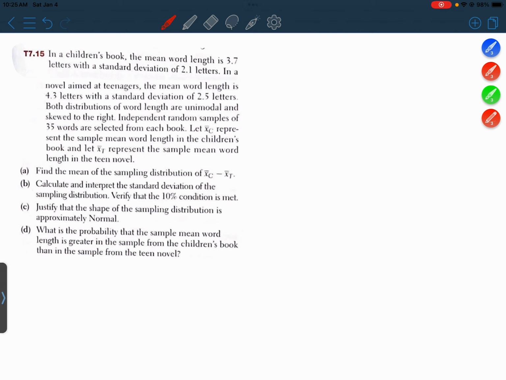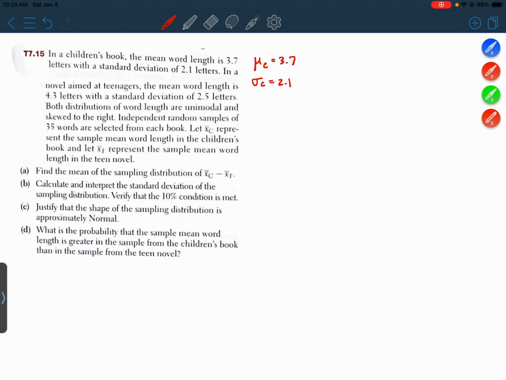All right, so that's a lot of information in that one paragraph, so let's try to summarize. The first sentence here is talking about the population of all words in the children's book. So when they talk about the mean being 3.7, they're really referring to the true mean or the population mean. So we're going to label this mu C, because it's from the children's book, is 3.7. And then that standard deviation is for the entire population, right? So for all words in that book. So we can write sigma C equals 2.1.